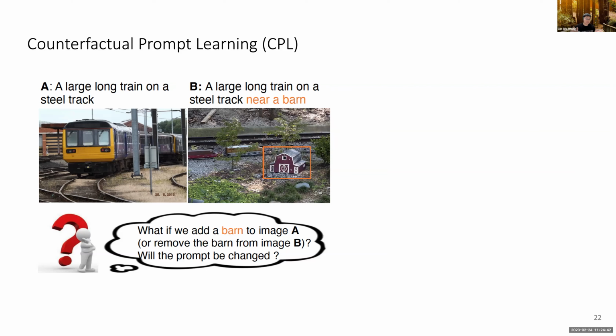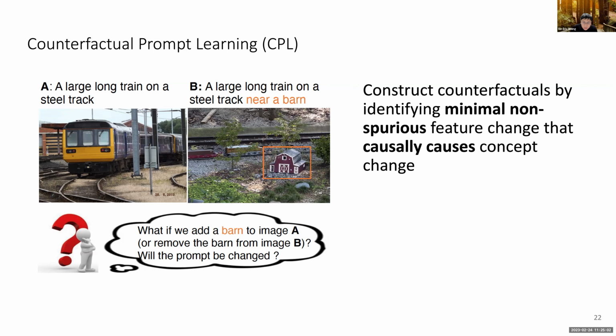Yes, right. If we add a bar to image A, then image A would be better associated with prompt B instead of prompt A. And similarly, if we remove the bar feature, image B would be better matched with prompt A. So the key idea here is to construct counterfactuals by identifying minimal non-spurious feature change that causally causes concept change.